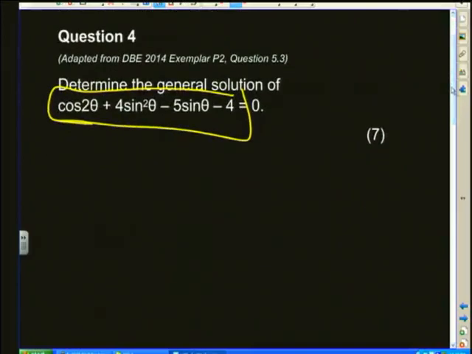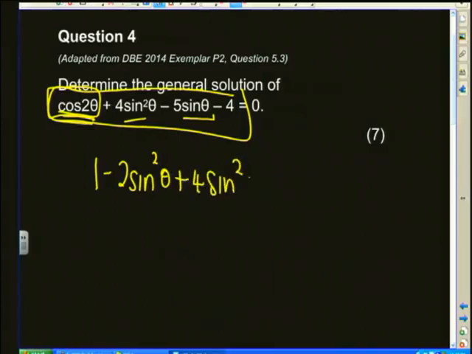Okay, so I look at this and I see, well, I've got sine squareds and I've got sine and I've got a cos. The cos is out of place. So straight away for me, I want to change cos 2 theta to its expansion, which is 1 minus 2 sine squared theta. All right, so that's your starting point. Plus 4 sine squared theta minus 5 sine theta minus 4 is equal to 0.